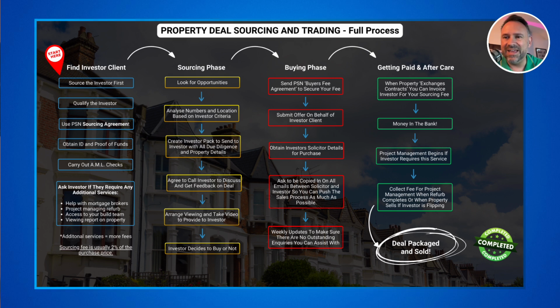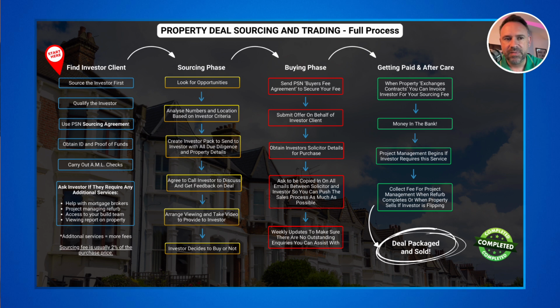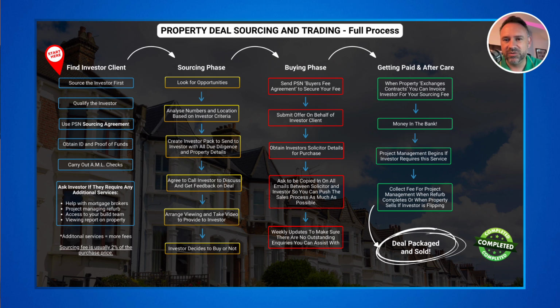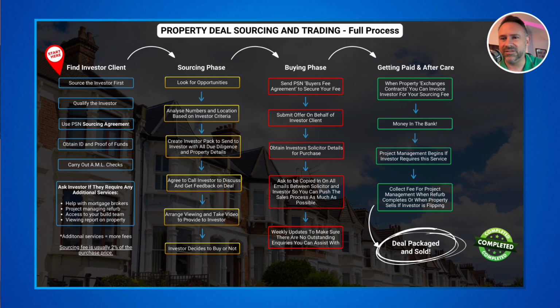A lot of the delays that you get with buying a property in the UK come down to one solicitor waiting for an answer from the other side. So when we say outstanding inquiries, that's what we're talking about, because one solicitor could be sat on their hands waiting for the other solicitor to respond to a question.